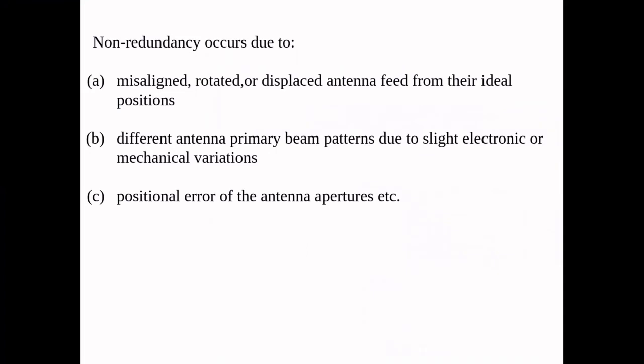So there are various reasons which introduce some non-redundancy. Basically, the feed position, the receiver feed position being rotated or misaligned can introduce some non-redundancy. And also the primary beam patterns of the different antennas might be different. And there are positional errors, so two pairs of antennas might not be at the same separation. There are various reasons due to which your array is not perfectly redundant.